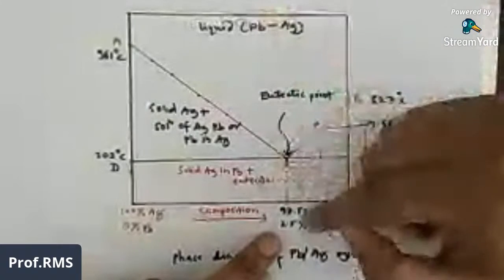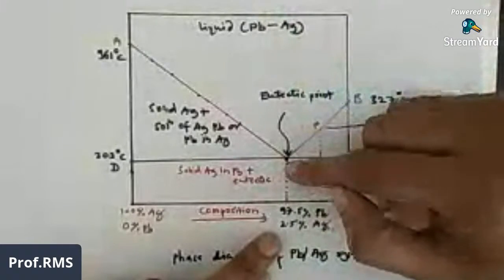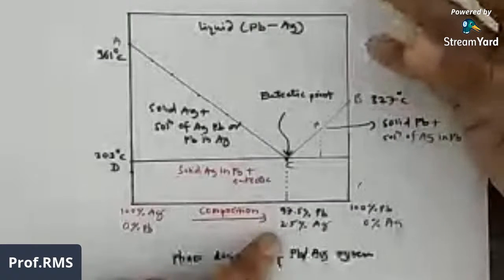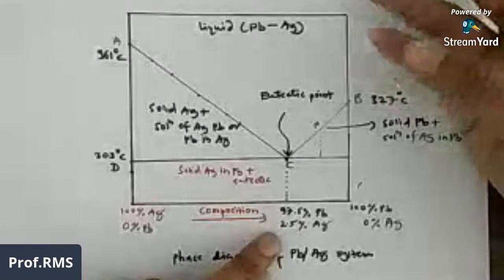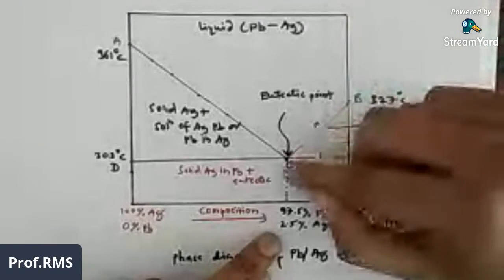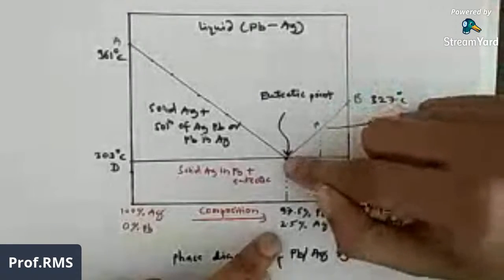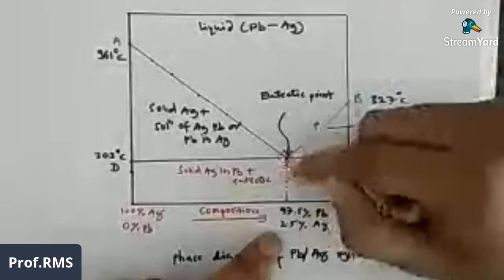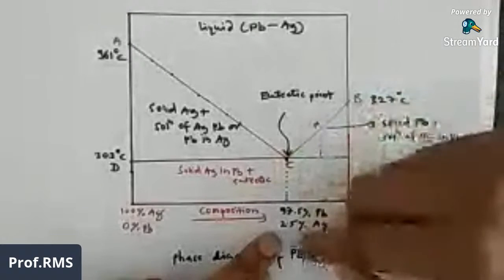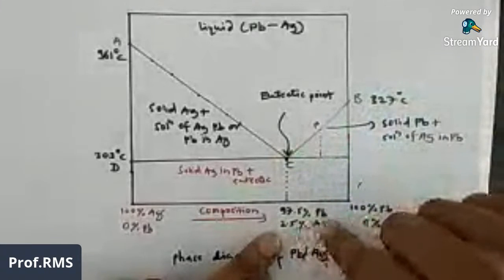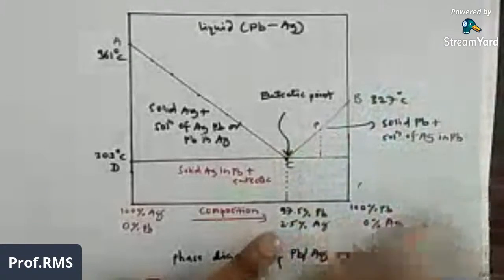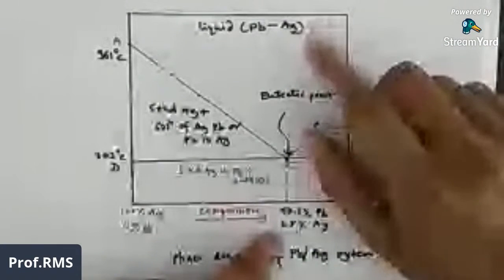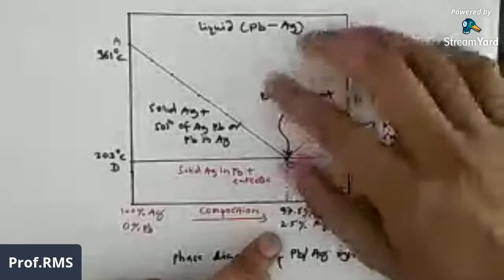Maximum phases are there, 3 phases. First one solid silver, solid lead, and the molten liquid form. So all phases are present at this point, and all phases are in equilibrium. And the molten solution composition is 97.5% lead and 2.5% silver. So you must remember the eutectic point, one of the important topics, and questions are always set on this topic.